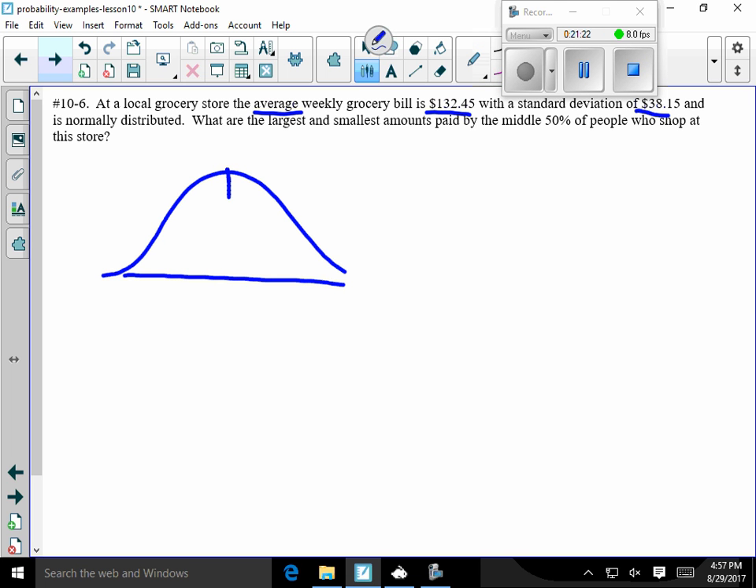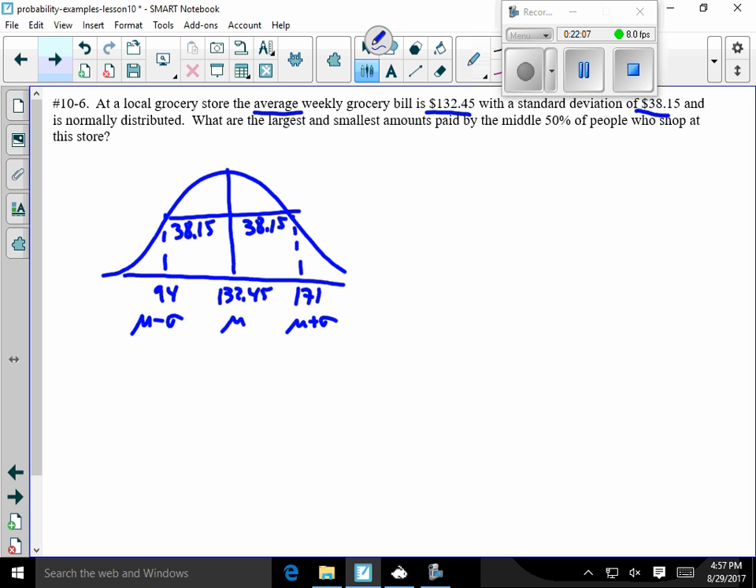Normal curve, we have $132.45 with a standard deviation of 38.15. Okay. If I wanted to fill something in here, if I added 38 to 132, this is approximately $171. And if I subtracted 38 from 132, this is around $94. Okay. So we want to know what the largest and smallest amount paid by the middle 50% are. I know that if I go to these locations, this is the mean, this is the mean plus 1 standard deviation, and this is the mean minus 1 standard deviation.